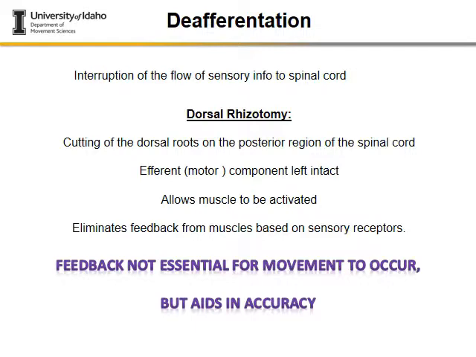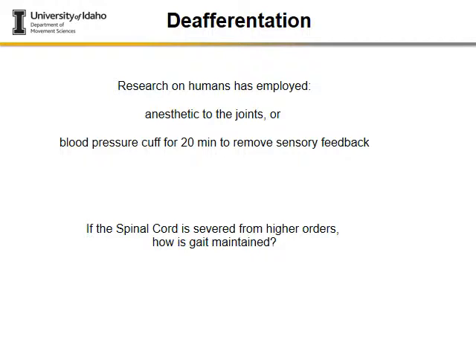This dorsal rhizotomy for cats was done really on a treadmill. There are some great videos out there, if you want to research it, that show how a cat was able to increase its gait speed in response to the increasing treadmill speed. Now, in humans, we cannot sever a dorsal root going back to the spinal cord, right? It's just not humane, and they're not going to allow us to do it. But they've done an anesthetic to the joints, and they've also done occlusion. So they've used blood pressure cuffs for 20 minutes to remove the sensory feedback, and they found similar results in humans as well, right?